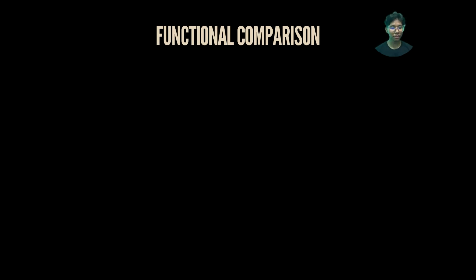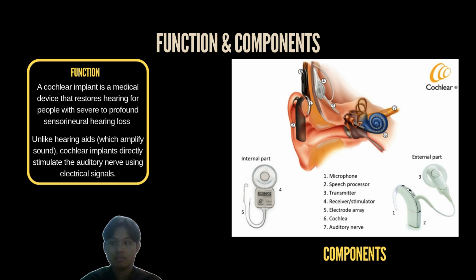For the computer system, it sends output to devices like a speaker and screen. For the nervous system, it activates muscles or glands as physiological responses. And for the cochlear implant, it sends electrical impulses to the auditory nerve, which the brain interprets as sounds.